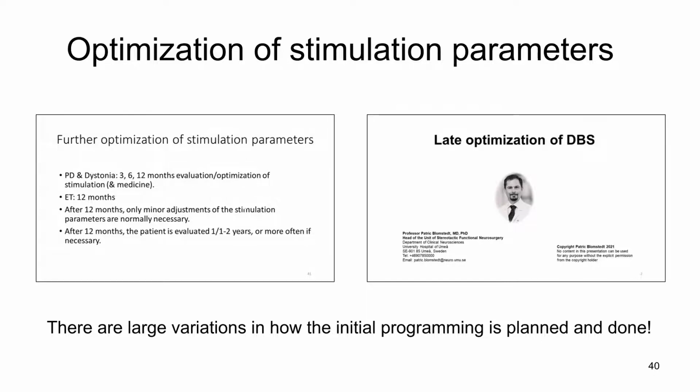If the initial programming has been done meticulously, then no further adjustments are necessary over the coming years in most patients. But in some, a minor increase of the amplitude might be necessary due to increase of tremor. In another, a minor decrease might be necessary due to an increase in sensitivity to the stimulation. And there are, of course, more complicated patients as well.